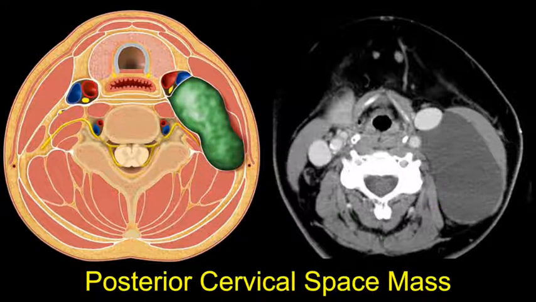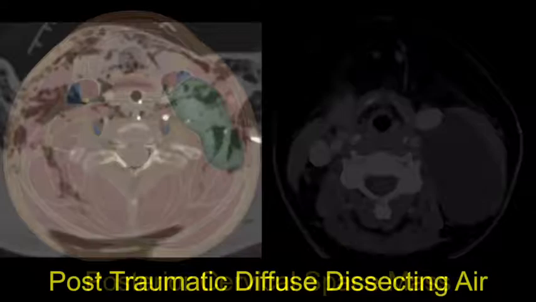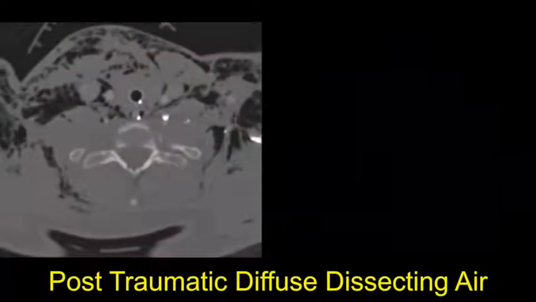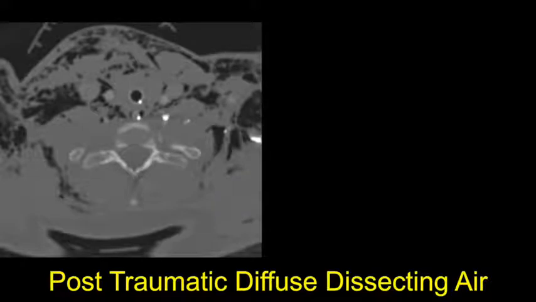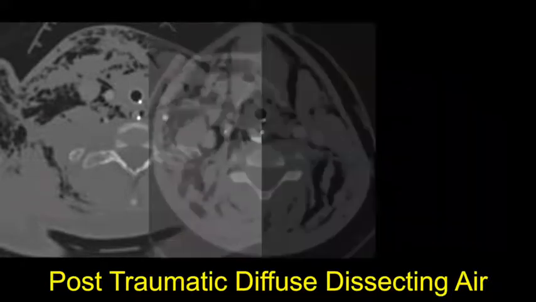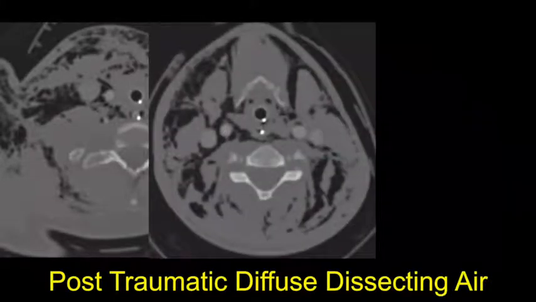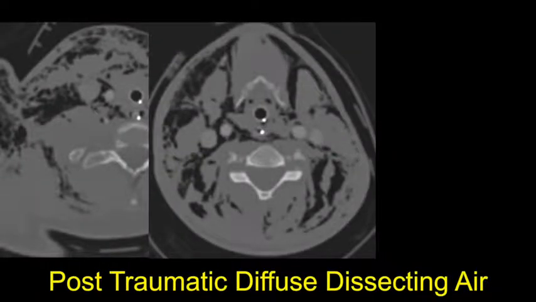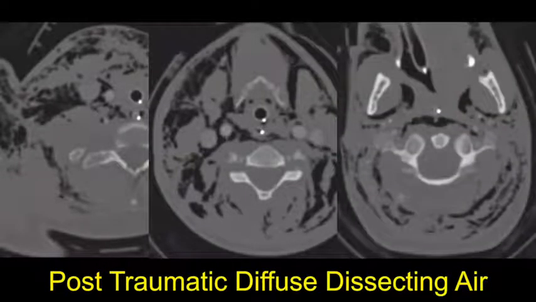Now, if we have a really bad trauma patient and we have diffuse subcutaneous air that's tracking up, for example, from bilateral pneumothoraces, and somebody with a lot of blunt chest trauma with multiple rib fractures, we can actually see the air dissecting up around these fascial slips and into these spaces. So we can get an idea of where all these spaces are if we ever see a case with a lot of dissecting air like this one.